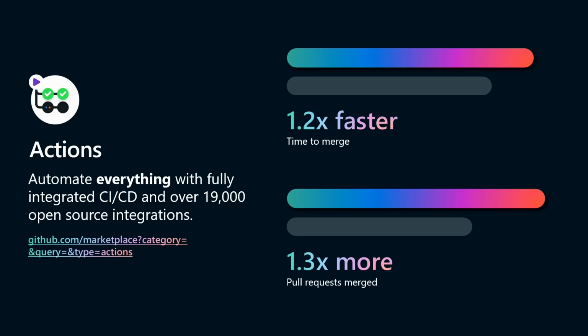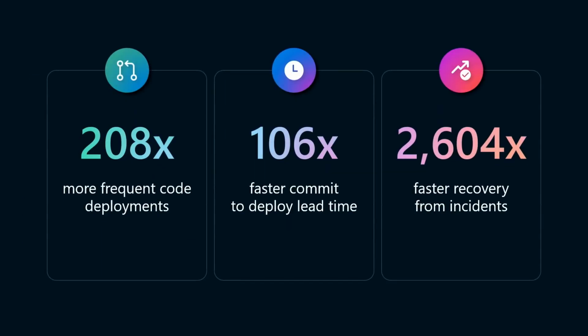The way GitHub Actions works is you can write your own actions. So it has actions or steps that you can predefine. But there's also a marketplace where you can go look at pre-built actions for you. And this is important because when it comes to automating our workflow processes, studies have found that companies that adopt this have 208 times more frequent code deployments, 106 times faster commit to deploy lead times, and my favorite statistic is over 2,600 times faster recovery from incidents because we can automate that recovery and fail fast.